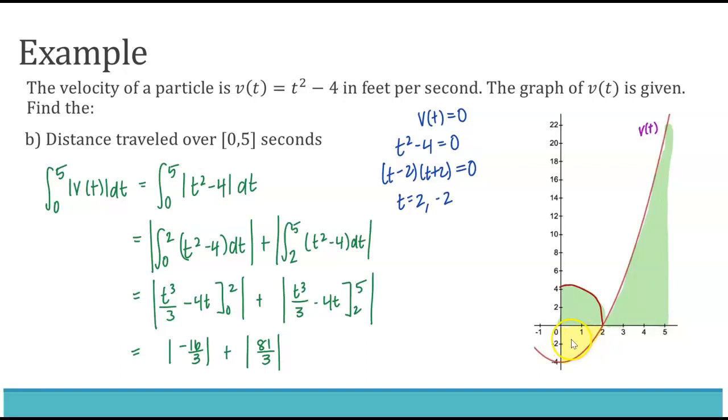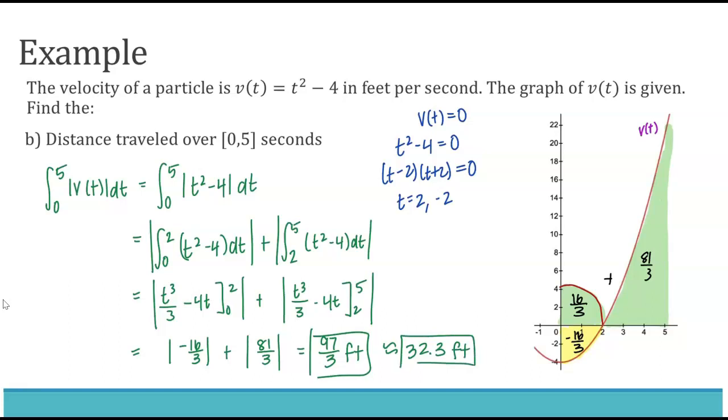So basically this part down here was negative 16 over 3. This is 81 over 3, but we flipped it and we made it positive, so this is 16 over 3, and then we're going to add those two pieces together. So when we do that, when we add positive 16 to 81, we get 97 over 3. So we have a total distance traveled of 97 over 3 feet, which is about 32.3 feet.